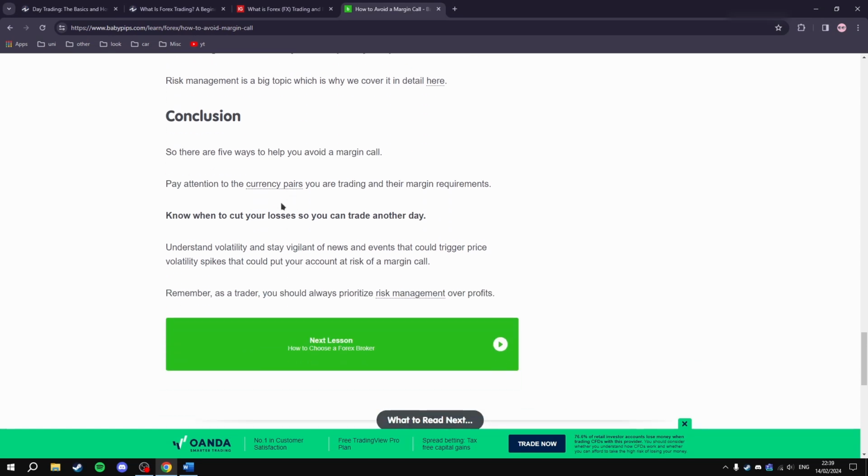Conclusion. So there are 5 ways to help you avoid a margin call. Pay attention to the currency pairs you're trading and their margin requirements. Know when to cut your losses so you can trade another day. Understand volatility and stay vigilant of news and events that could trigger price volatility spikes that could put your account at risk of a margin call. Remember, as a trader, you should always prioritize risk management over profits.